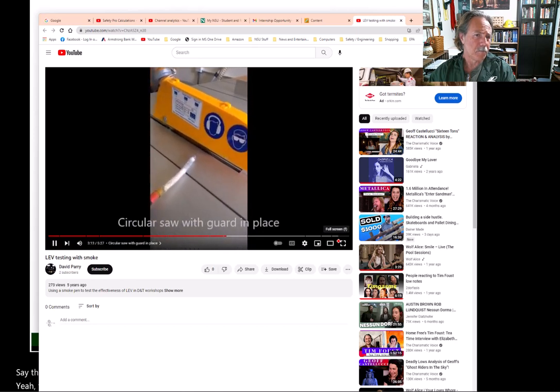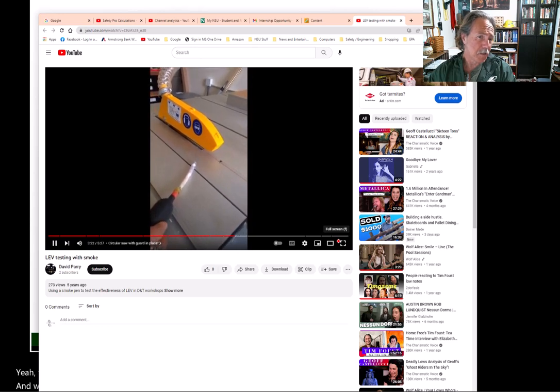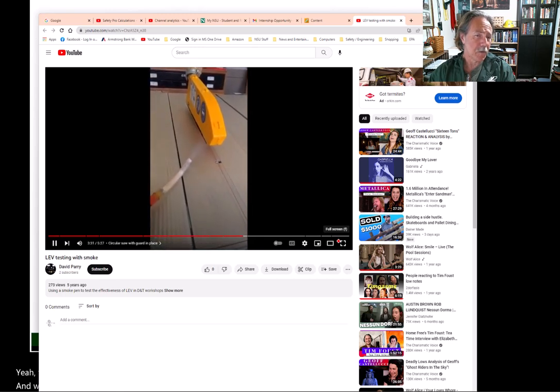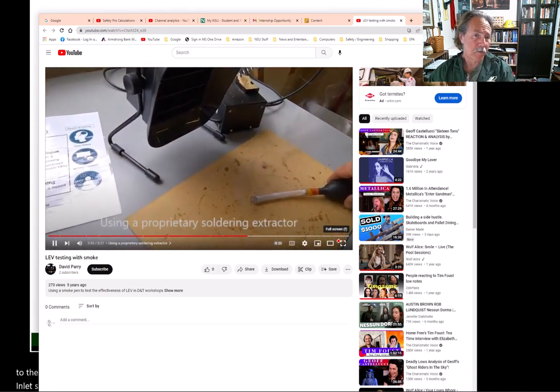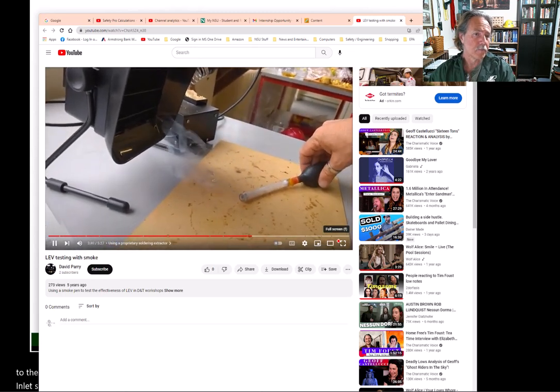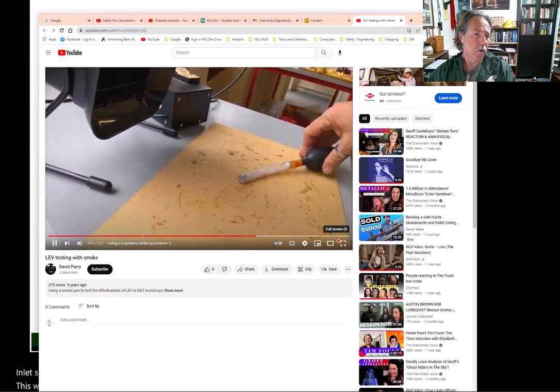There's a table saw. And we see the blade guard slash hood that covers the blade, and then the flexible ductwork attached to the inlet slash cover guard. This would be a device used if there was any soldering work going on.